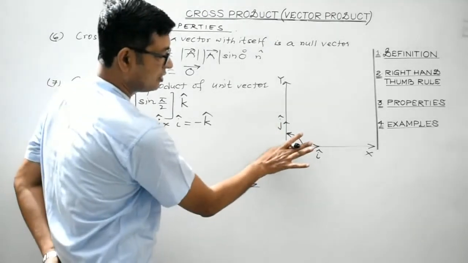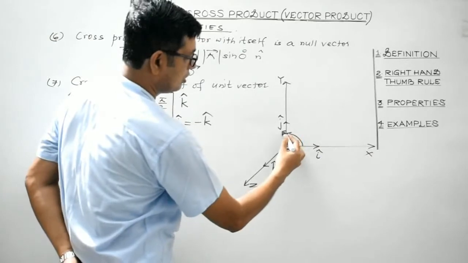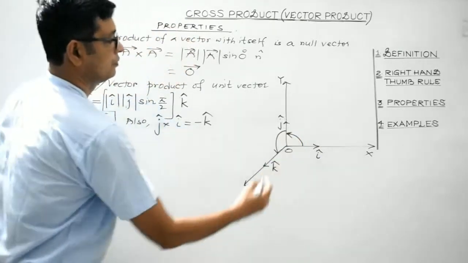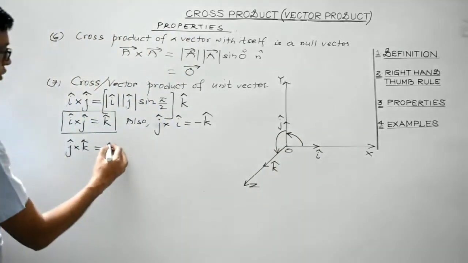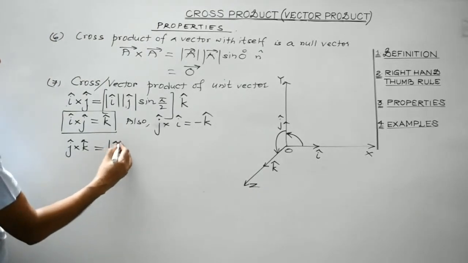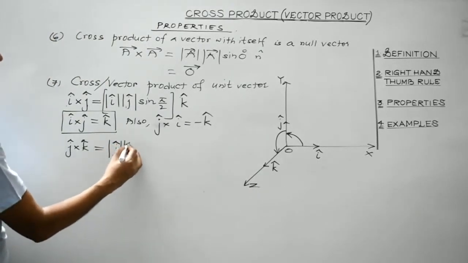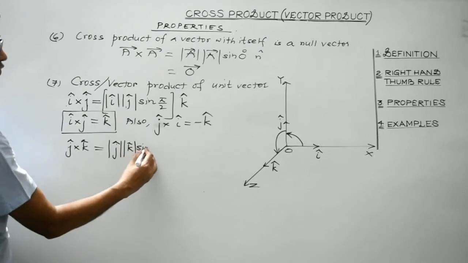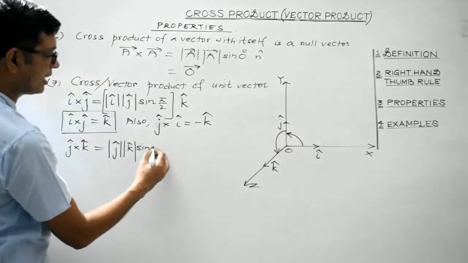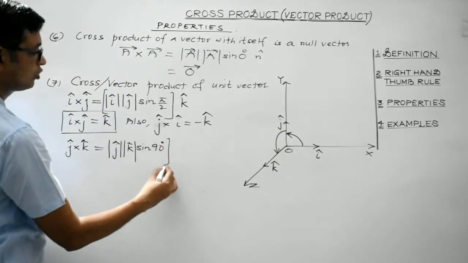j cross k. This is k cap, right? So consider this one. As per the formula, it is the product of the magnitudes of j cap and k cap, times the sine of the angle between them. What is the angle between j cap and k cap? Obviously it's 90 degrees. This will give its magnitude.